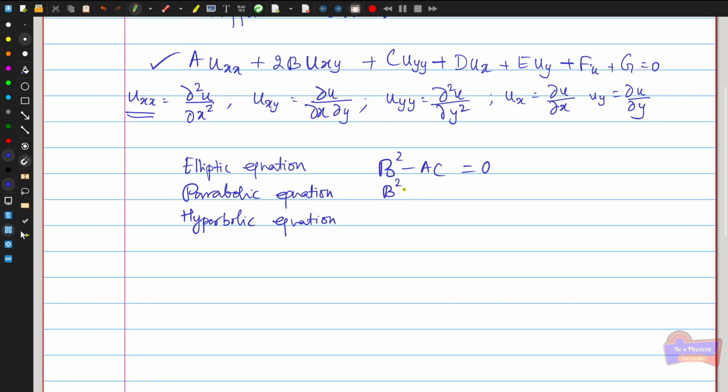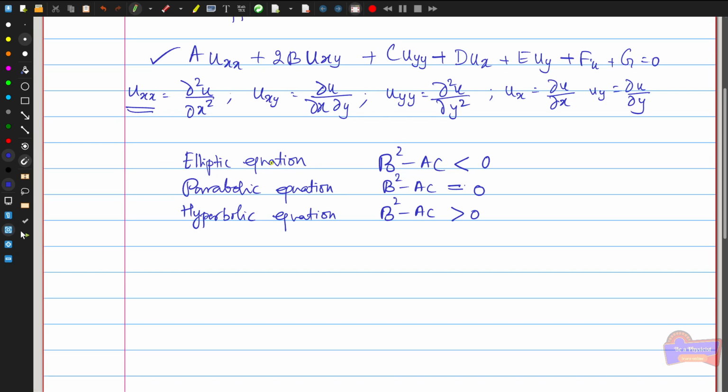For an elliptic equation, B squared minus AC is less than 0. For a parabolic equation, B squared minus AC is equal to 0, and the corresponding equation is known as the parabolic equation. Otherwise, if B squared minus AC is greater than 0, the equation comes under the classification of hyperbolic equations.